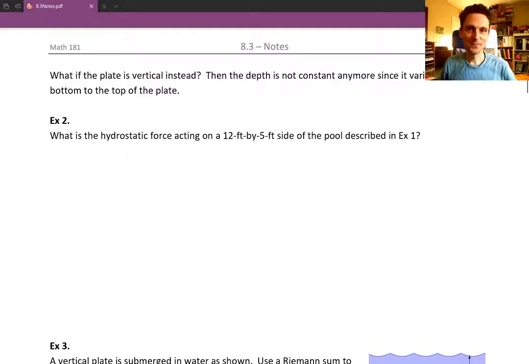Hello and welcome. In the last video we looked at the force that was acting on the bottom of a pool, which we could represent by a horizontal thin plate. But what if our plate is vertical instead? Like what if we're talking about the side of a pool like we will in example 2? The problem is that the depth is not constant as you go across your whole plate, right? There's more pressure acting on the bottom of the plate and less pressure acting on the top of the plate. So we can't just do a straightforward calculation because depth is not constant.